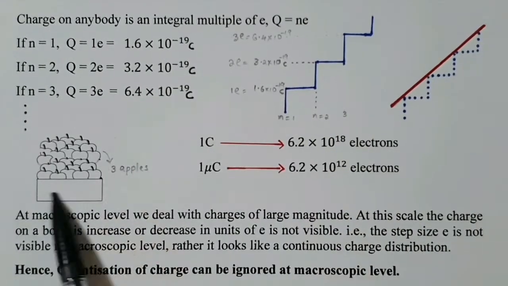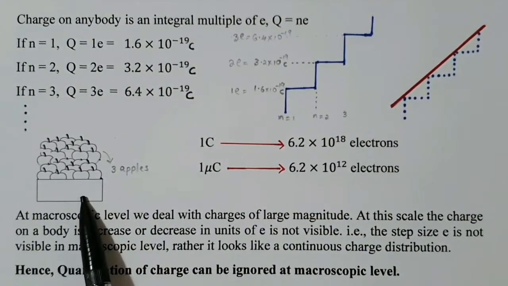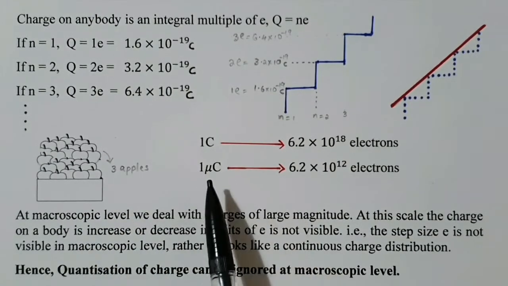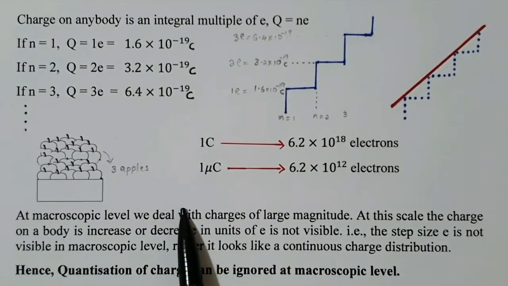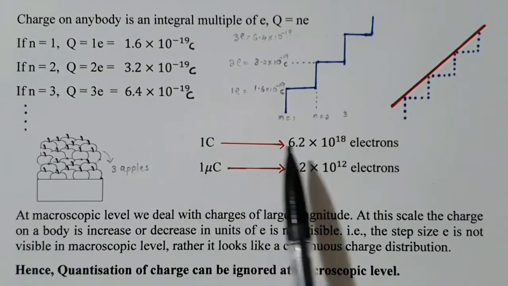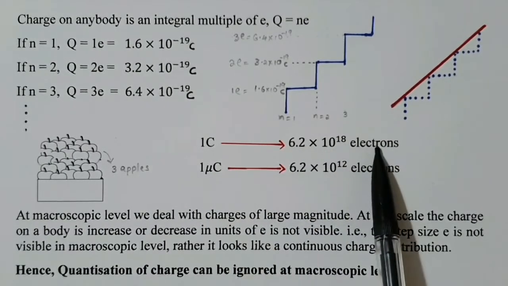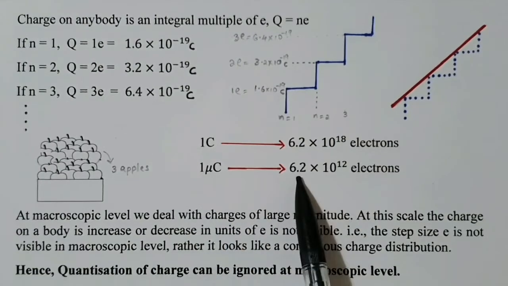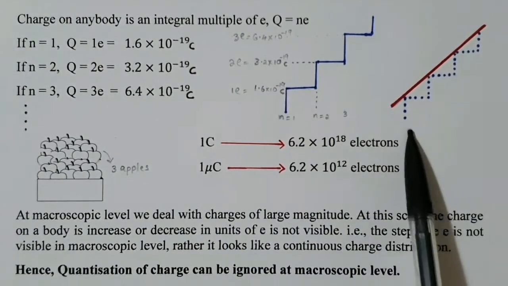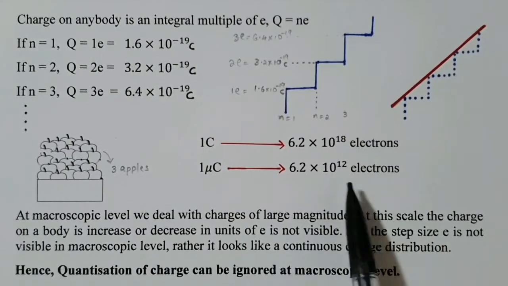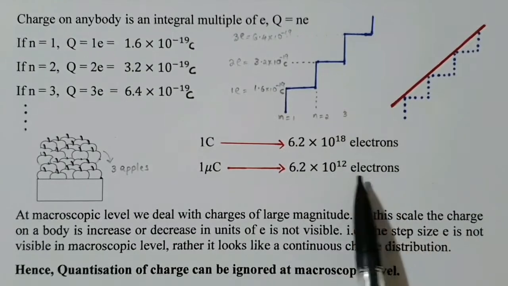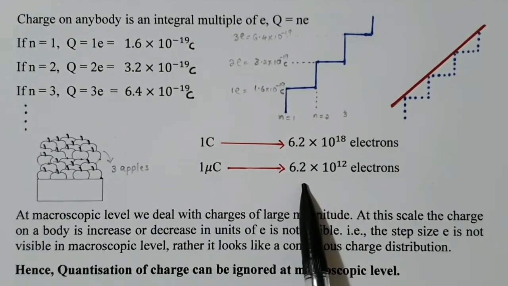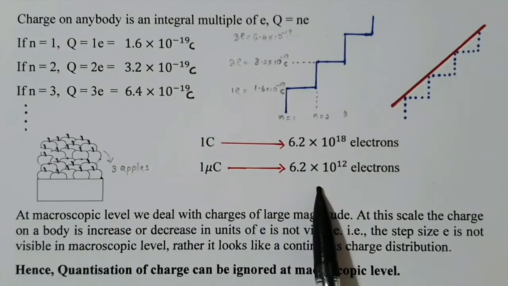Just like if you take 3 apples from a box that contains 1000 apples, it does not make any difference in the box. Similarly, if you deal with charges of very large magnitude, it does not make any difference in the charge. We know 1 coulomb of charge contains 6.2 into 10 raised to 18 electrons, and 1 microcoulomb contains 6.2 into 10 raised to 12 electrons, which is an extremely large number. So, if electrons are added or removed from such bodies, it hardly makes any difference in the charge. So, the step size is not visible at macroscopic level.